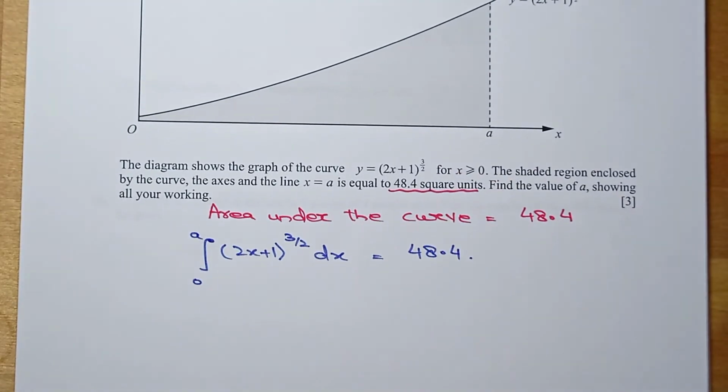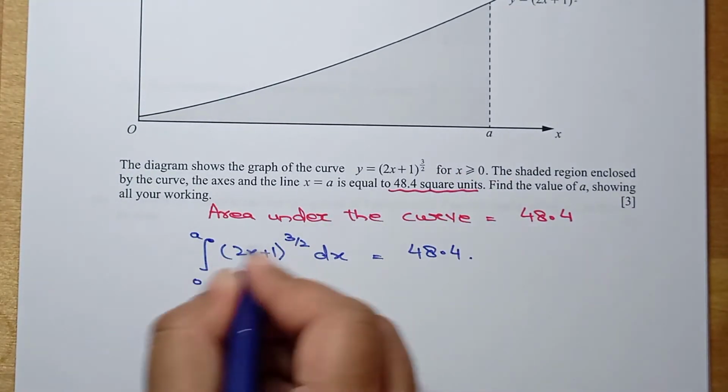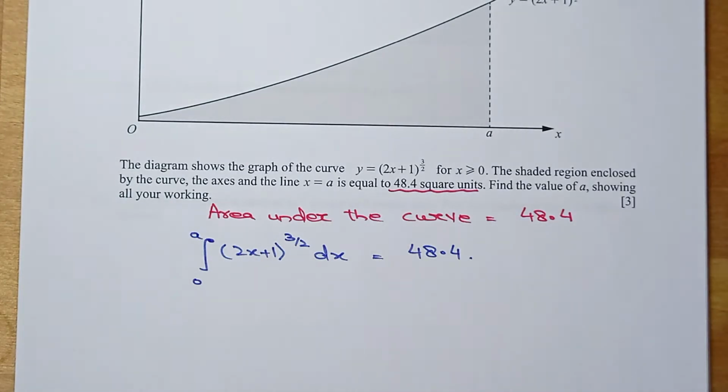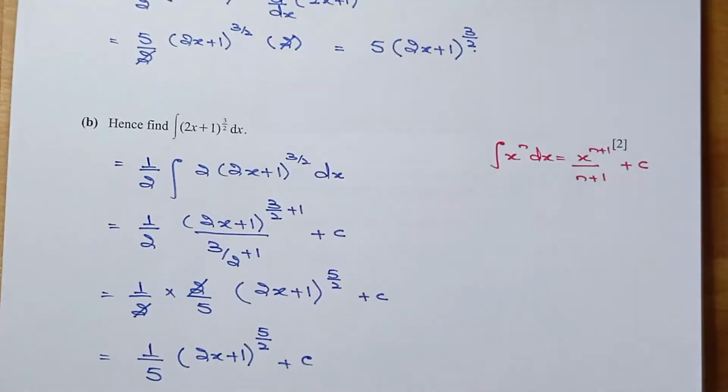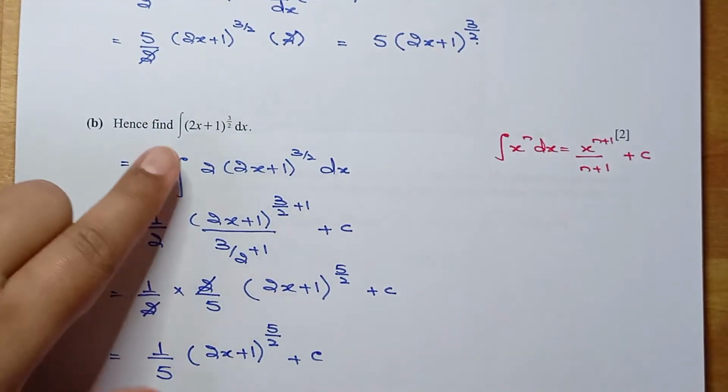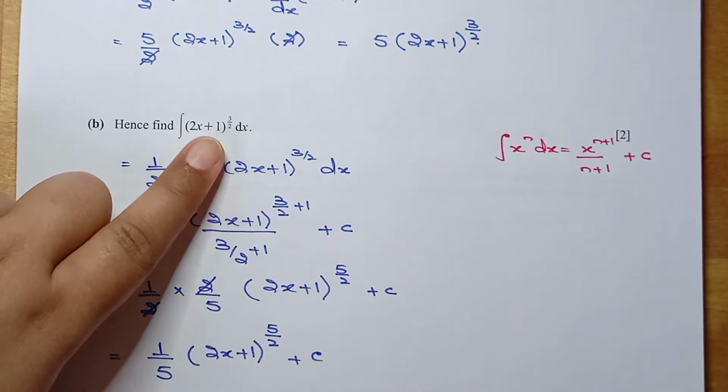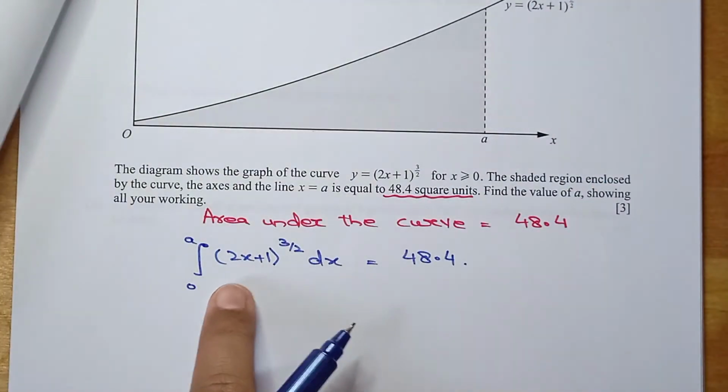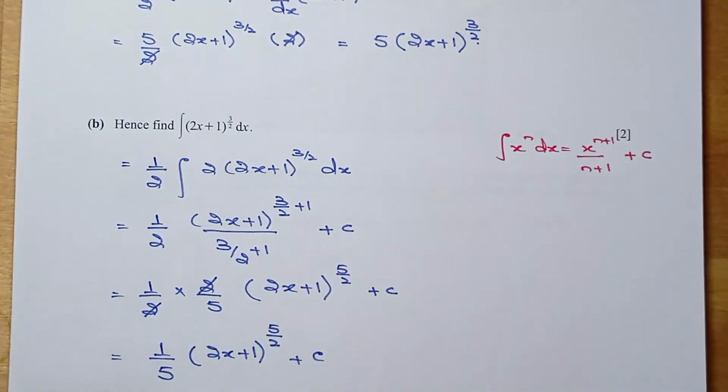Right, okay, so again the same integral that we did in the previous case in the B part, as you can see. So we have the same integral, that is 2x plus 1 power 3 by 2. So we got this answer, 1 by 5 2x plus 1 power 5 by 2 plus c.